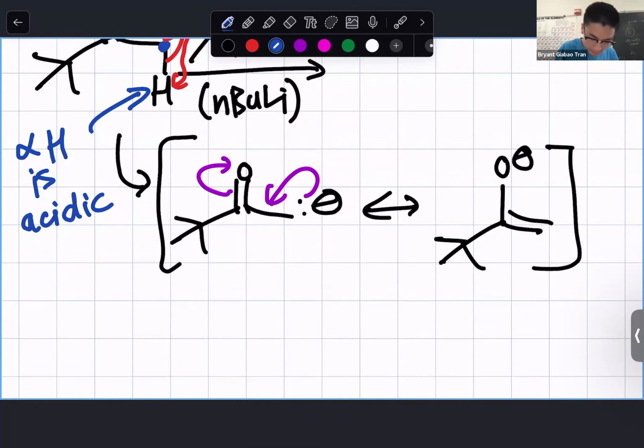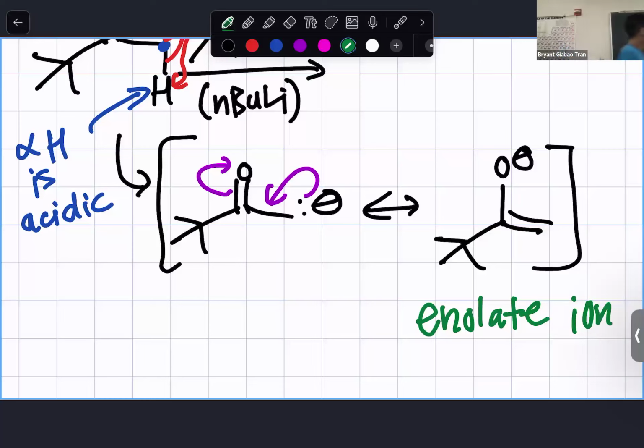This here is called an enolate ion. Because we learned that enols are an alkene next to an alcohol. This is an enolate, meaning that it's an ion, like a negative charge ion. Like it's a deprotonated enol. You can think of it like that, deprotonated enol with a negative charge, enolate.